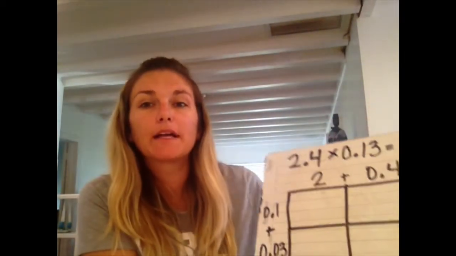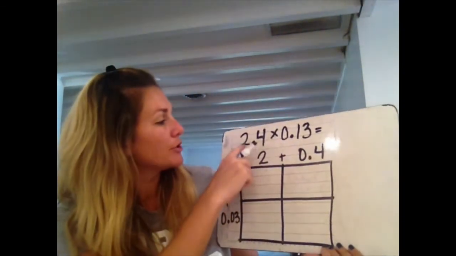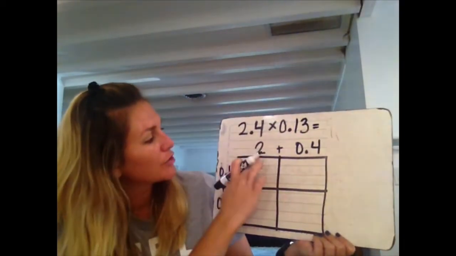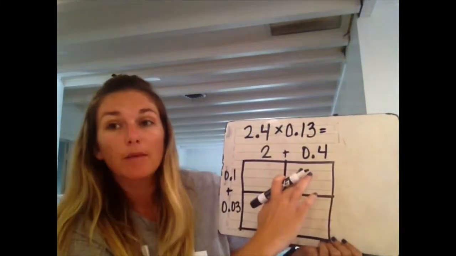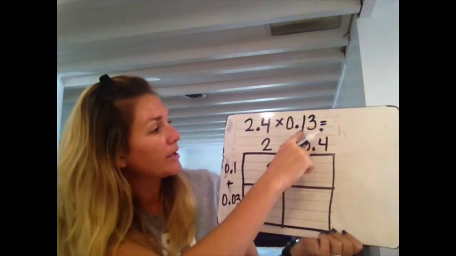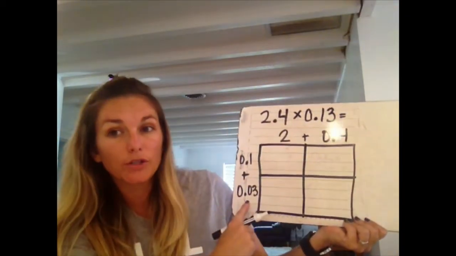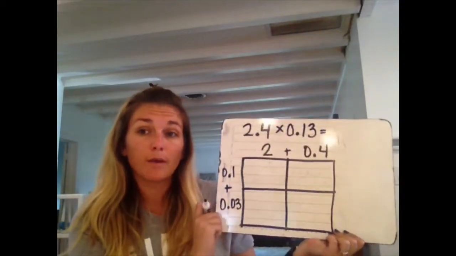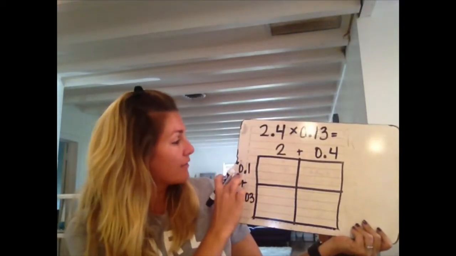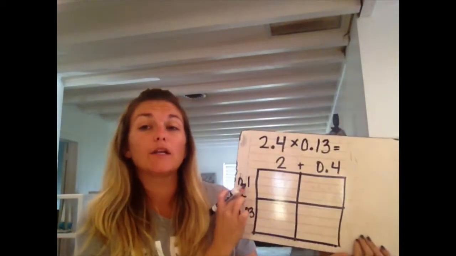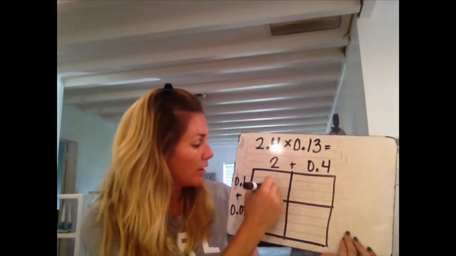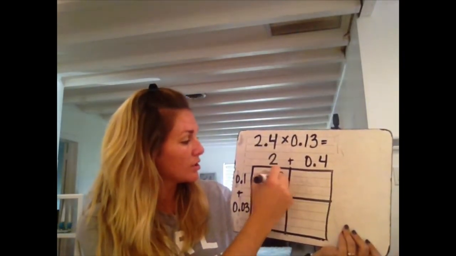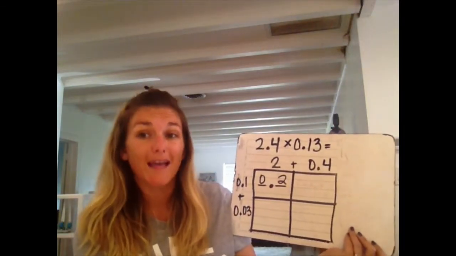So for this next one, guys, I'm going to have a lot more boxes. I have 2 and 4 tenths times 13 hundredths. So when I drew my area model, I have 2 plus 4 tenths on the top as my width, and then I have 1 tenth plus 3 hundredths to show my 13 hundredths as the length. So now I'm going to start filling in my partial products for my boxes. I have a whole number times a tenth, so I know my answer is going to be in the tenths place, okay? So when I think 1 times 2 is 2, I know my answer is 2 tenths.